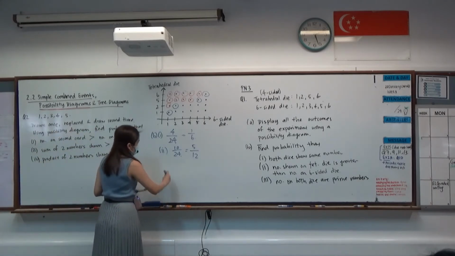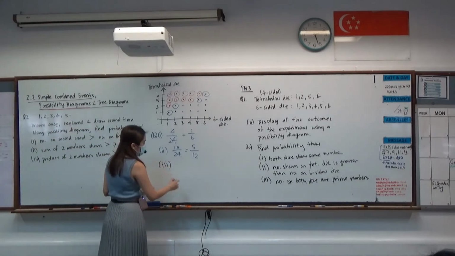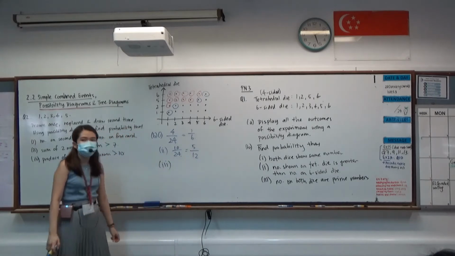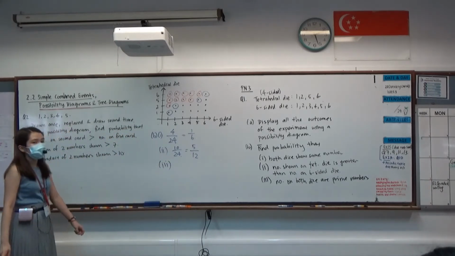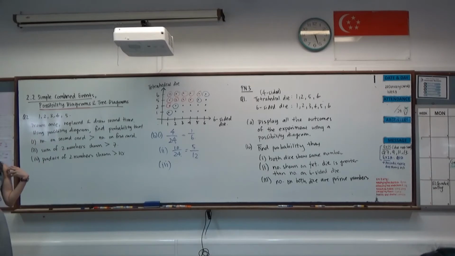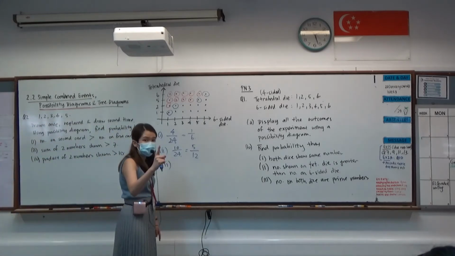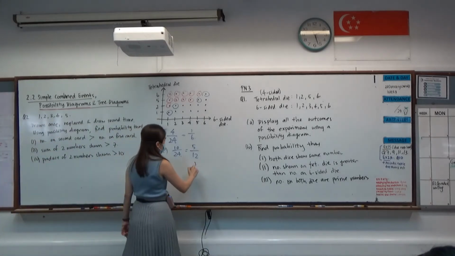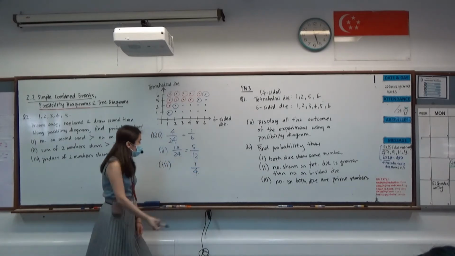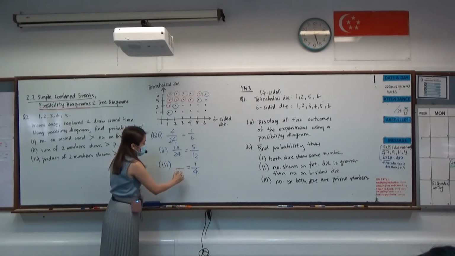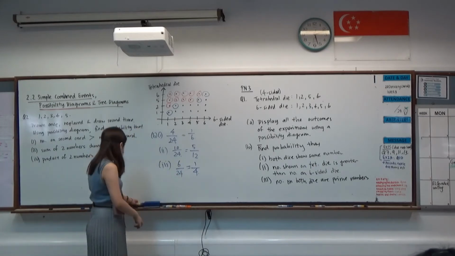Yes. And lastly, what about part 3? The numbers on both dice are prime numbers. So what will your answer be? Nicole? 1 out of 4. So how did you get 1 out of 4? 6 out of 24. So let's check.